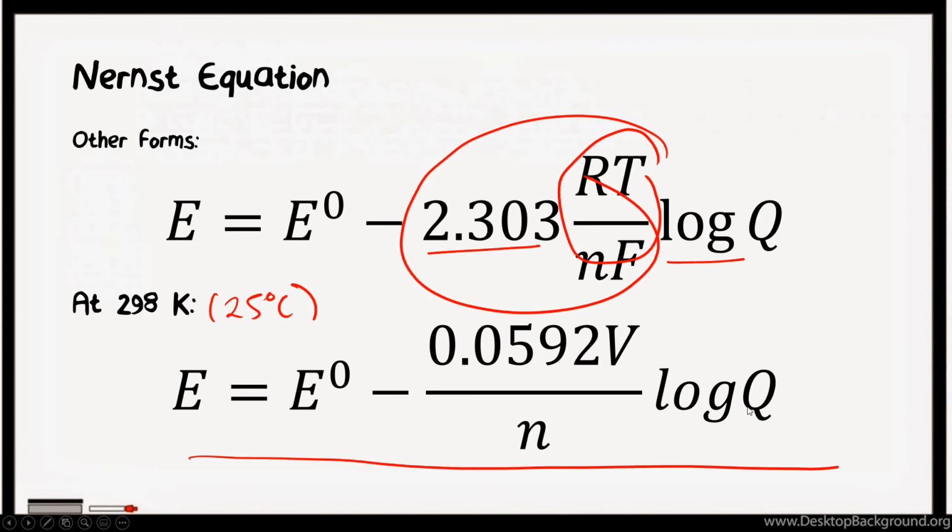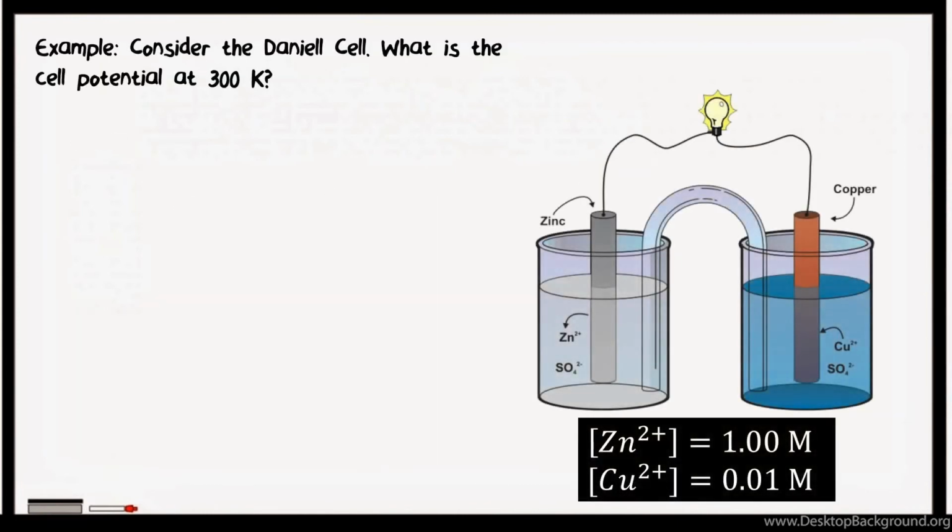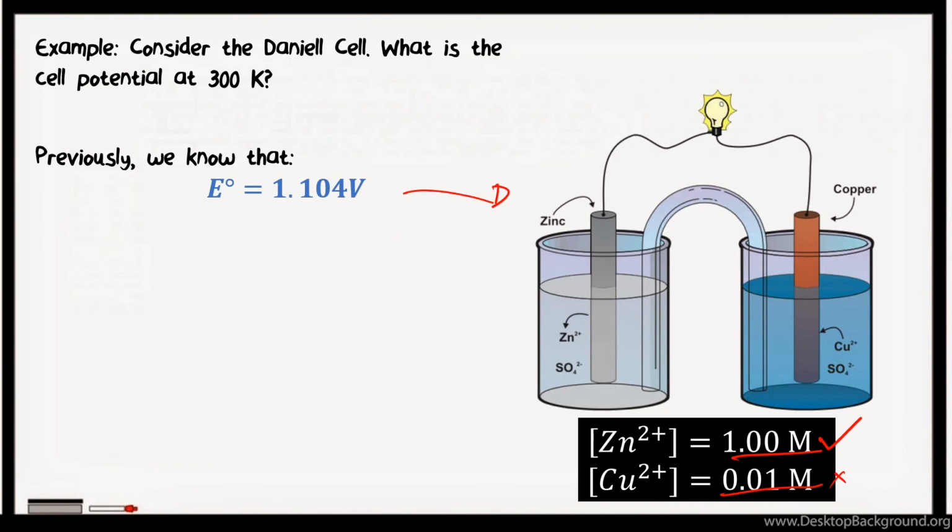So to conclude, let's look at our final example. Now let's consider a Daniell cell, but this time it is not in standard conditions anymore. The concentration of zinc 2 plus is 1 molar, while yung copper natin is 0.01 molar. Hindi na siya standard condition. So what is the cell potential at 300 Kelvin? To get the cell potential, first we need to obtain your standard cell potential, but we already knew that from our previous example. E naught is equal to 1.104 for this Daniell cell.